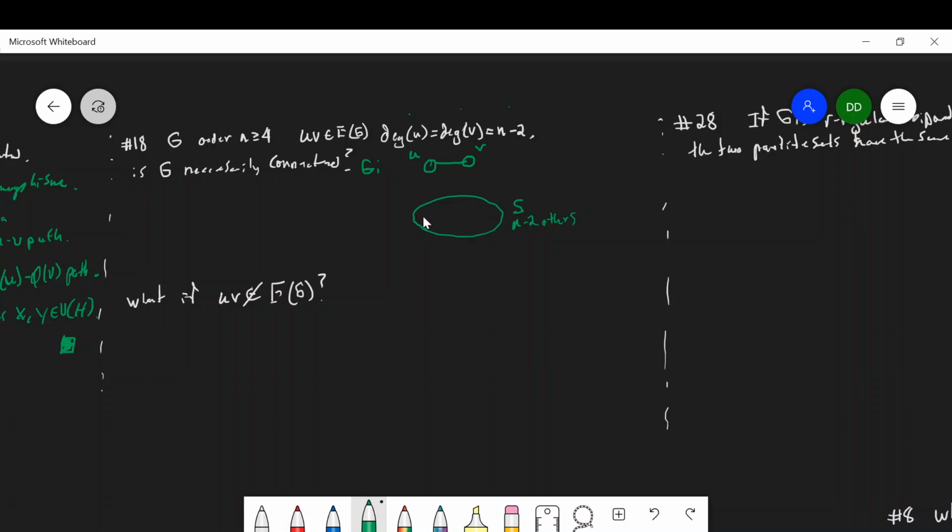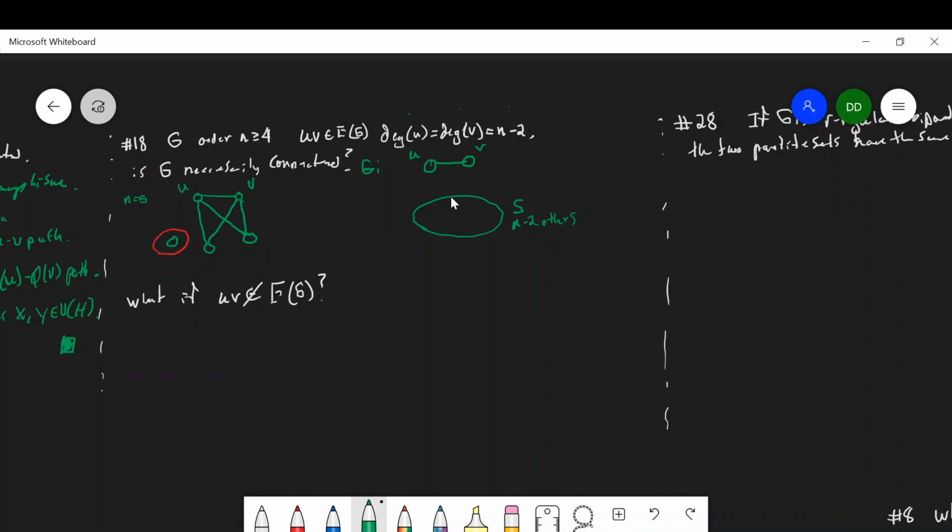Well, maybe let's look at a specific example. So let's say n is 5. As long as we can find one counterexample, we're good, right? So it's okay to just pick an n and see if that works. U and V, they're connected. They have a degree n minus 2. They have degree 3 here. Here's my n minus 2 other vertices, and each of these has degree 3. So what if the other two edges coming off of U go to those two, and what if the other 2 edges of V go to those 2? Is this graph connected?